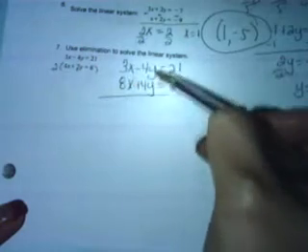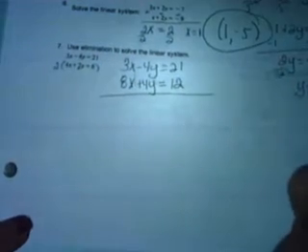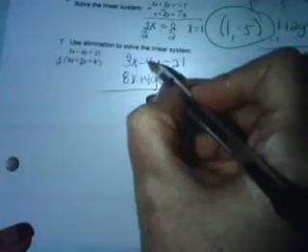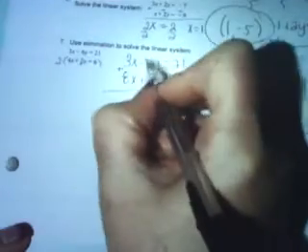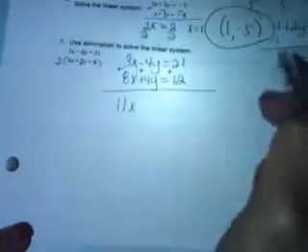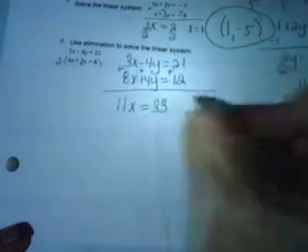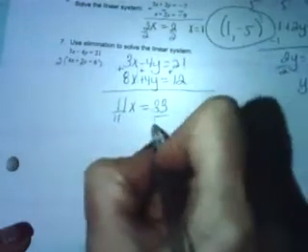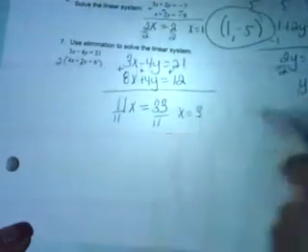Are your x's and y's still lined up? Am I going to add or subtract these? Add. 3x plus 8x is 11x. Y's canceled out. 21 plus 12 is 33. Divide by 11 on each side, x equals 3.